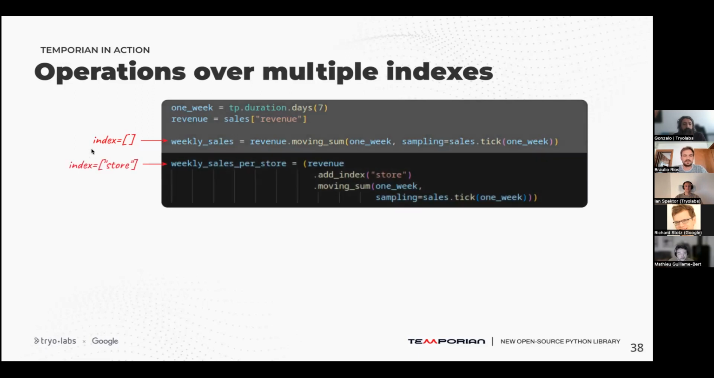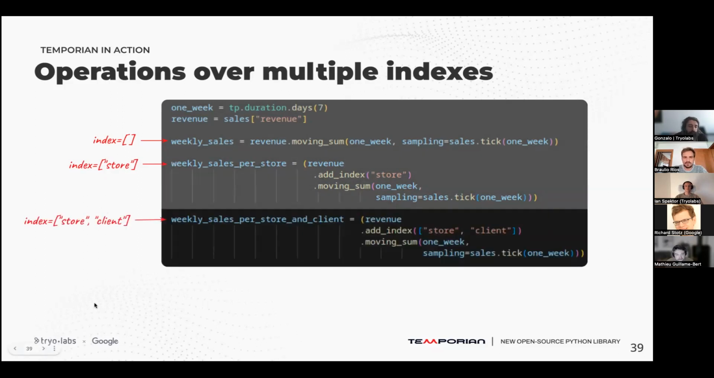Simple. Now, next slide. Let's add store as an index with the add index operator just before we apply the moving sum. The result we obtain is the weekly sales for each store, independently and individually. And the result is also indexed by store. Next slide. Indexes can be even more complex. For example, we can have an index on both store and client together. So if we have an index on store and client and we apply, let's say, a moving sum, we obtain the weekly sales per client and per store, right? You see how it's being built up. Next slide.